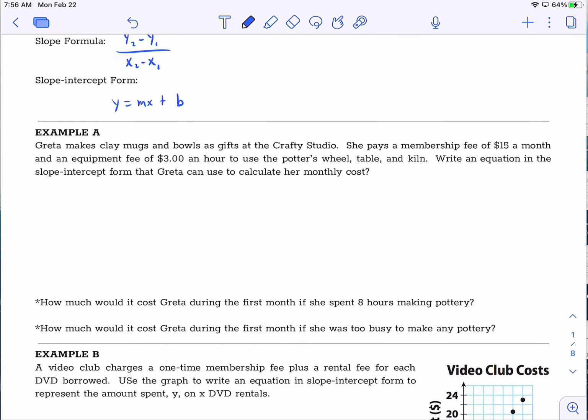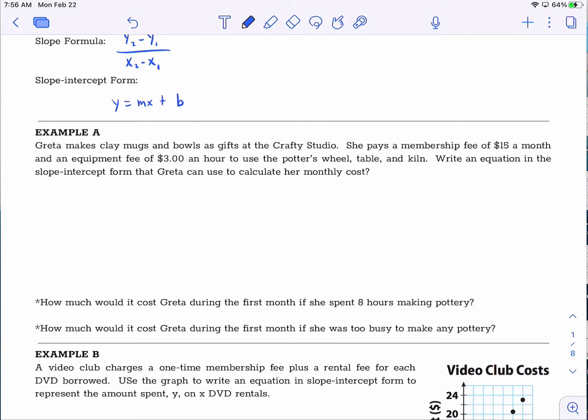It says, Greta makes clay mugs and bowls as gifts at the Crafty Studio. She pays a membership fee of $15 a month and an equipment fee of $3 an hour to use the potter's wheel, table, and kiln. Write an equation in slope-intercept form that Greta can use to calculate her monthly cost. Okay, and then there's a couple questions that we need to answer after we write our equation.